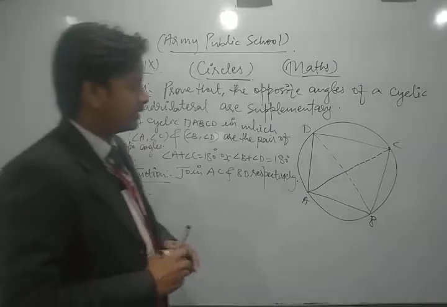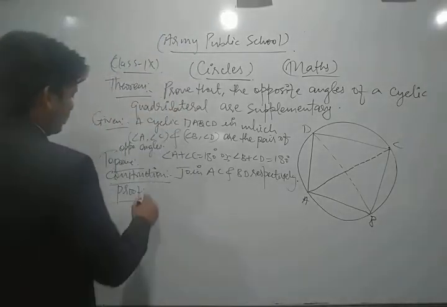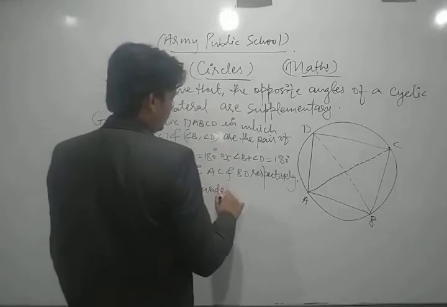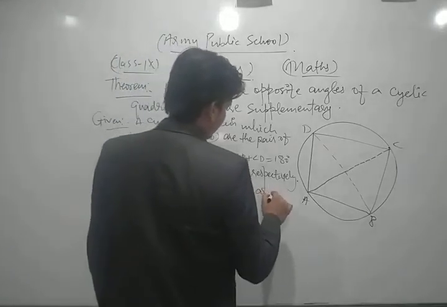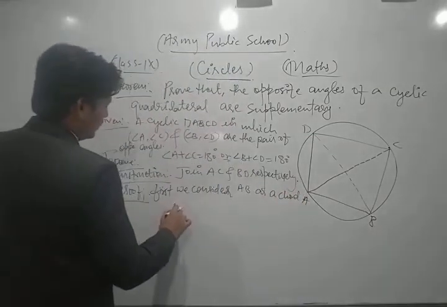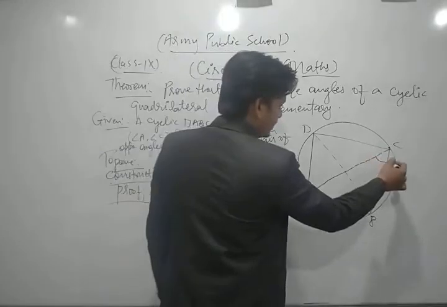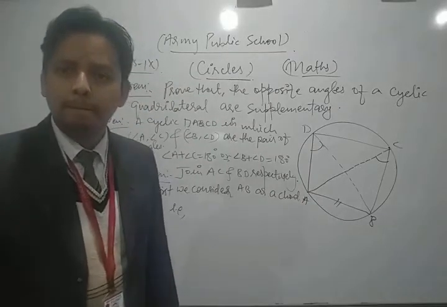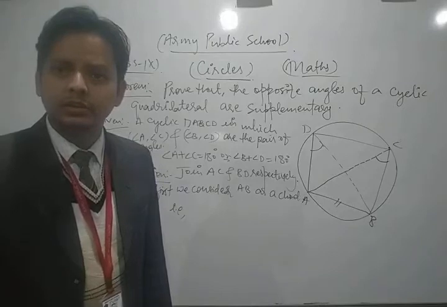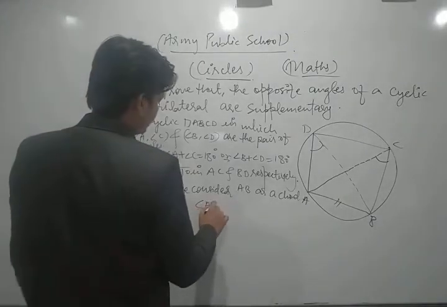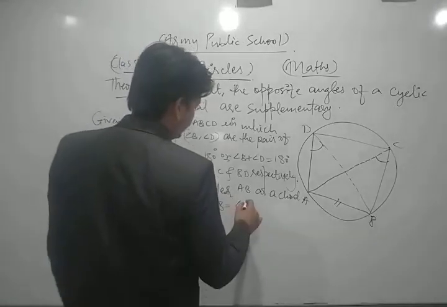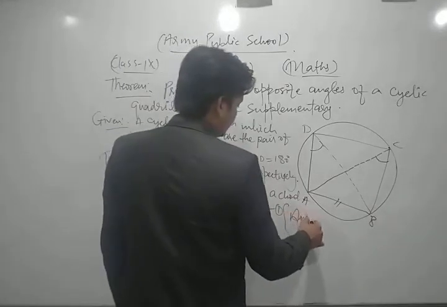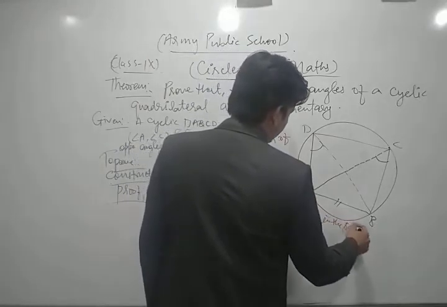First of all, we consider AB as a chord of a circle. We know that if AB is taken as a chord, then angle ACB is the same as angle ADB, because we know that angles in the same segment are equal to each other. So angle ACB is the same as angle ADB. Take this as equation number 1, because of angles in the same segment.